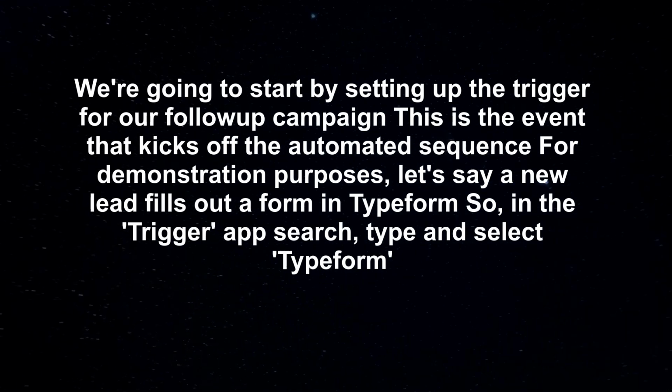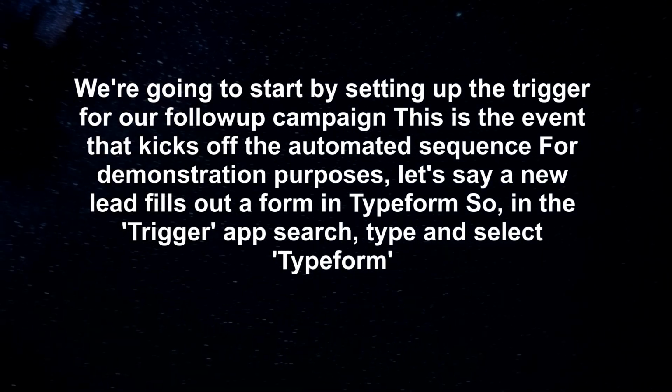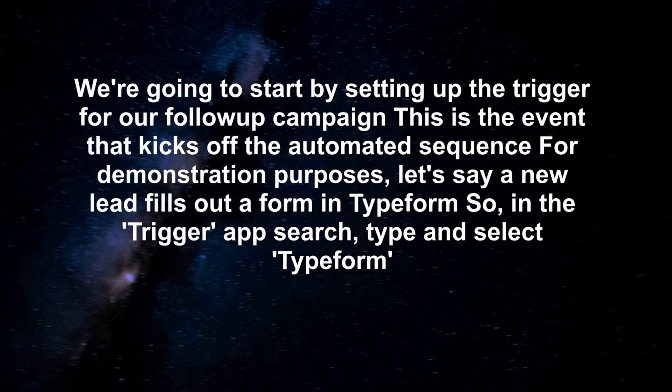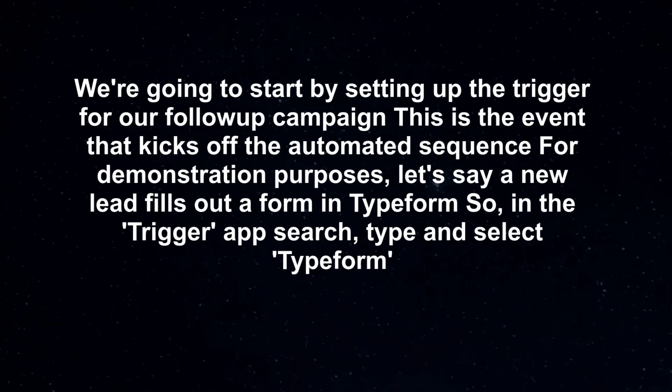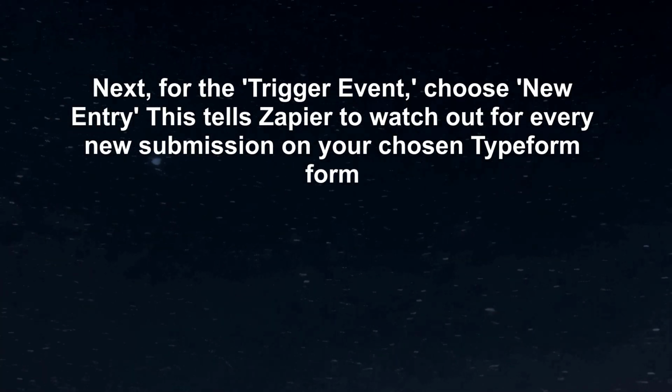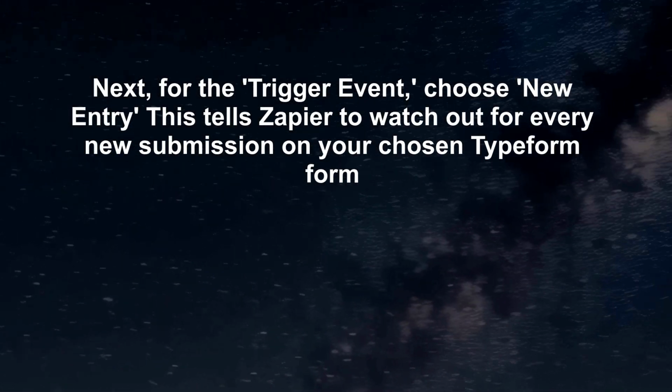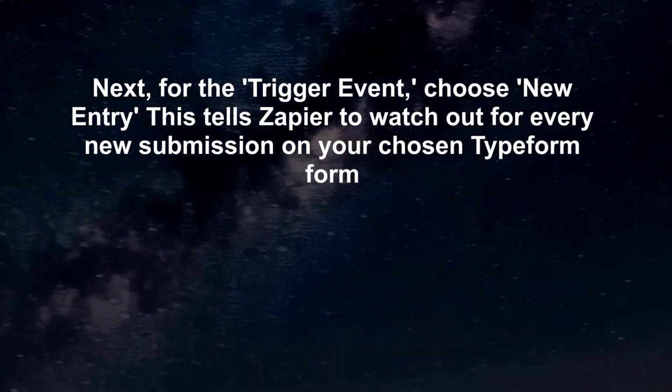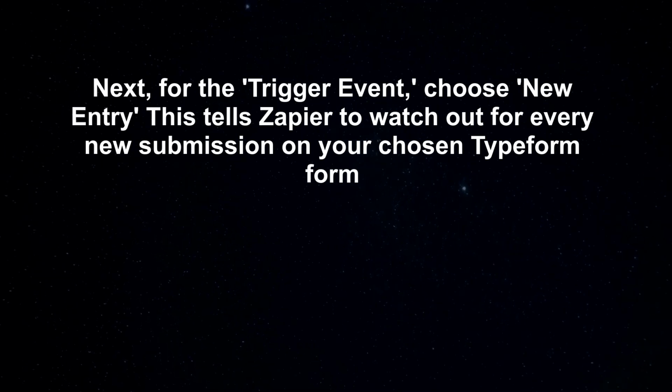For demonstration purposes, let's say a new lead fills out a form in Typeform. So in the Trigger app search, type and select Typeform. Next, for the trigger event, choose New Entry. This tells Zapier to watch out for every new submission on your chosen Typeform form.